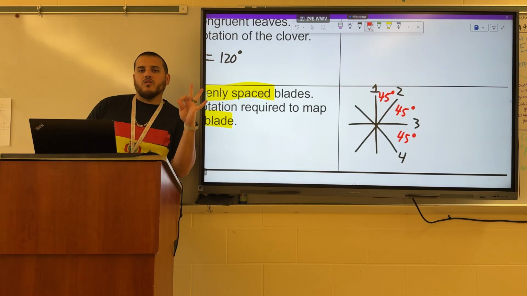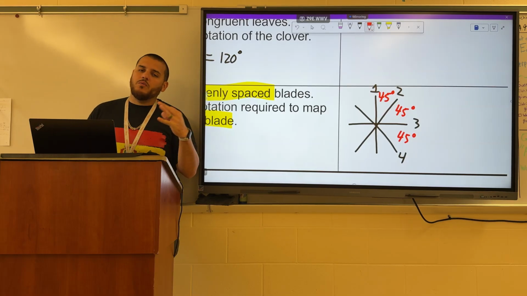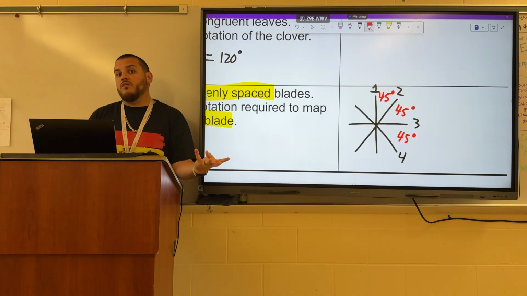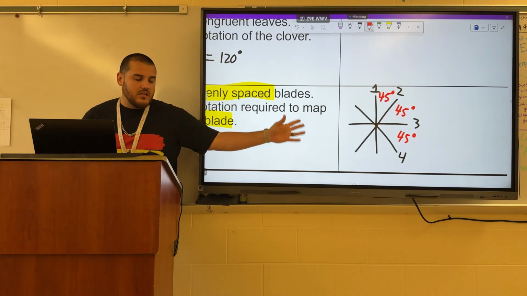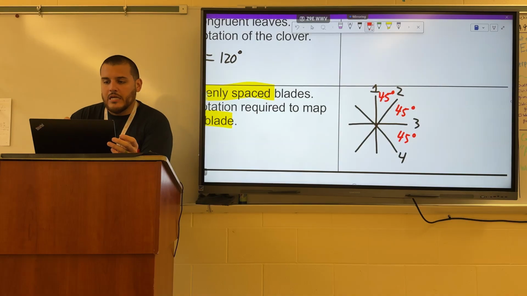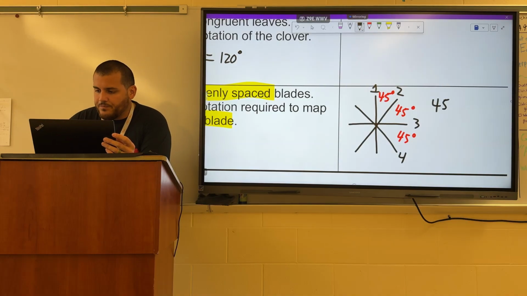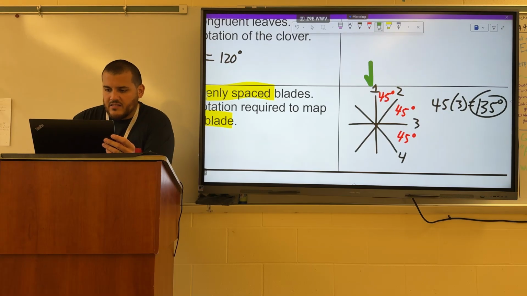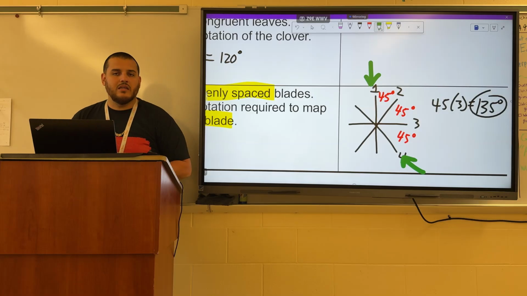So we're performing 3 angles of rotation, where some people might think that to get from 1 to 4 we're doing 4 angles of rotation. Here's evidence in our figure we're only doing 3. So it's just 45 times 3 to give us 135 degrees of rotation to get this blade to where this blade is located.